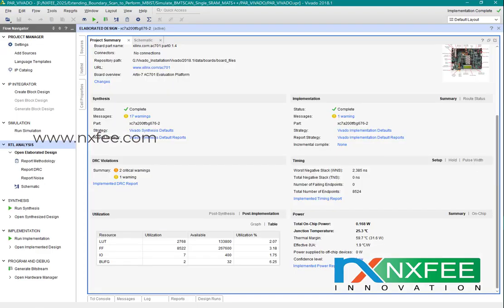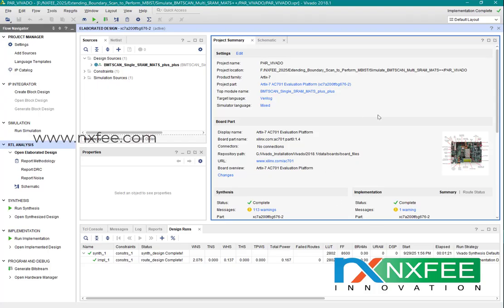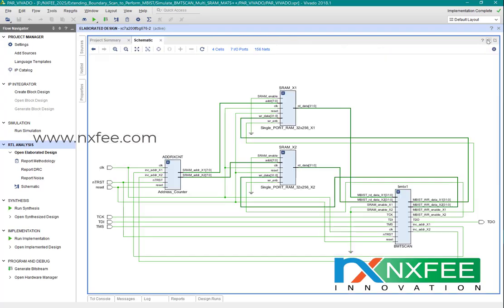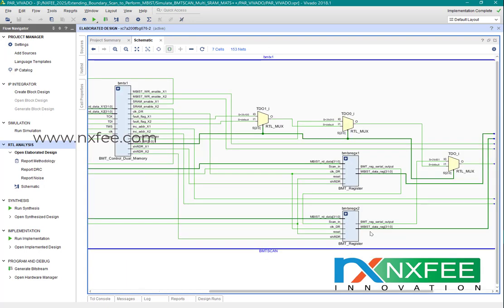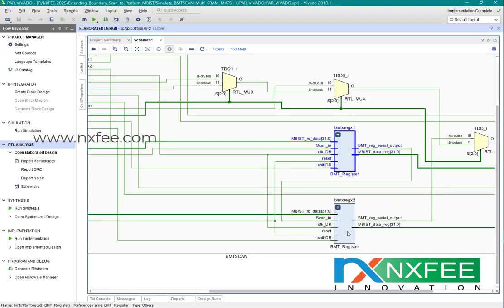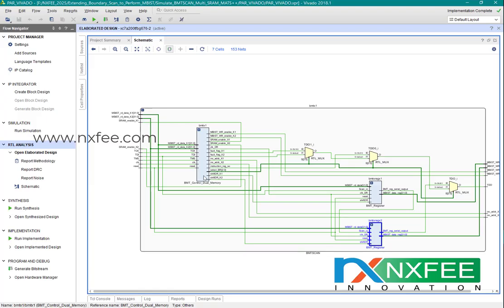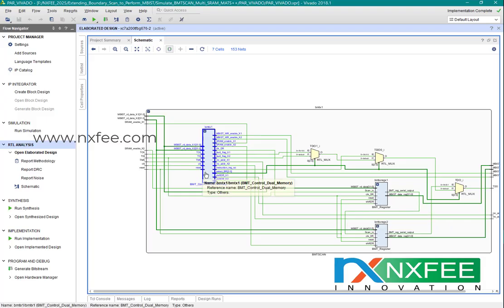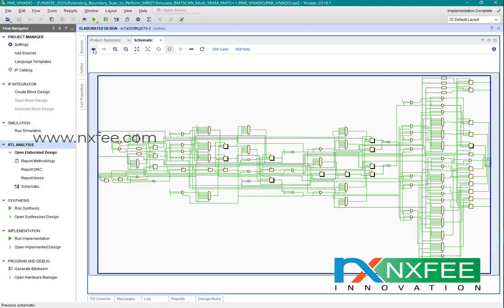This same design we have developed in a multi-port method with two memories. Here it occupies 2802 LUTs and 8600 flip-flops, and this is the schematic. Here also there is the same address counter, but we used two single port SRAM architectures with the BMT scan. This BMT scan has two BMT registers, BMT register 1 and register 2, and this is the BMT dual memory controller. This is the schematic.